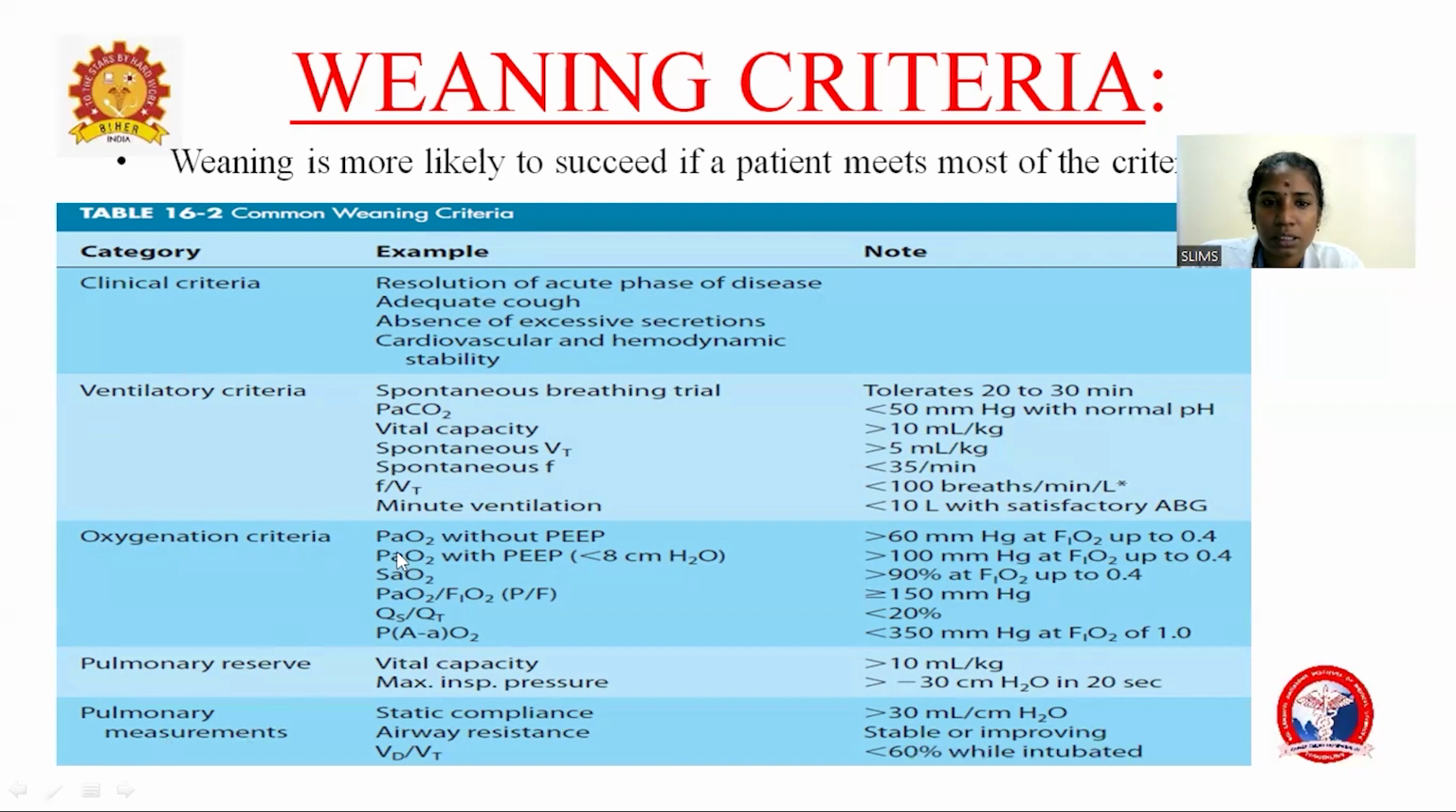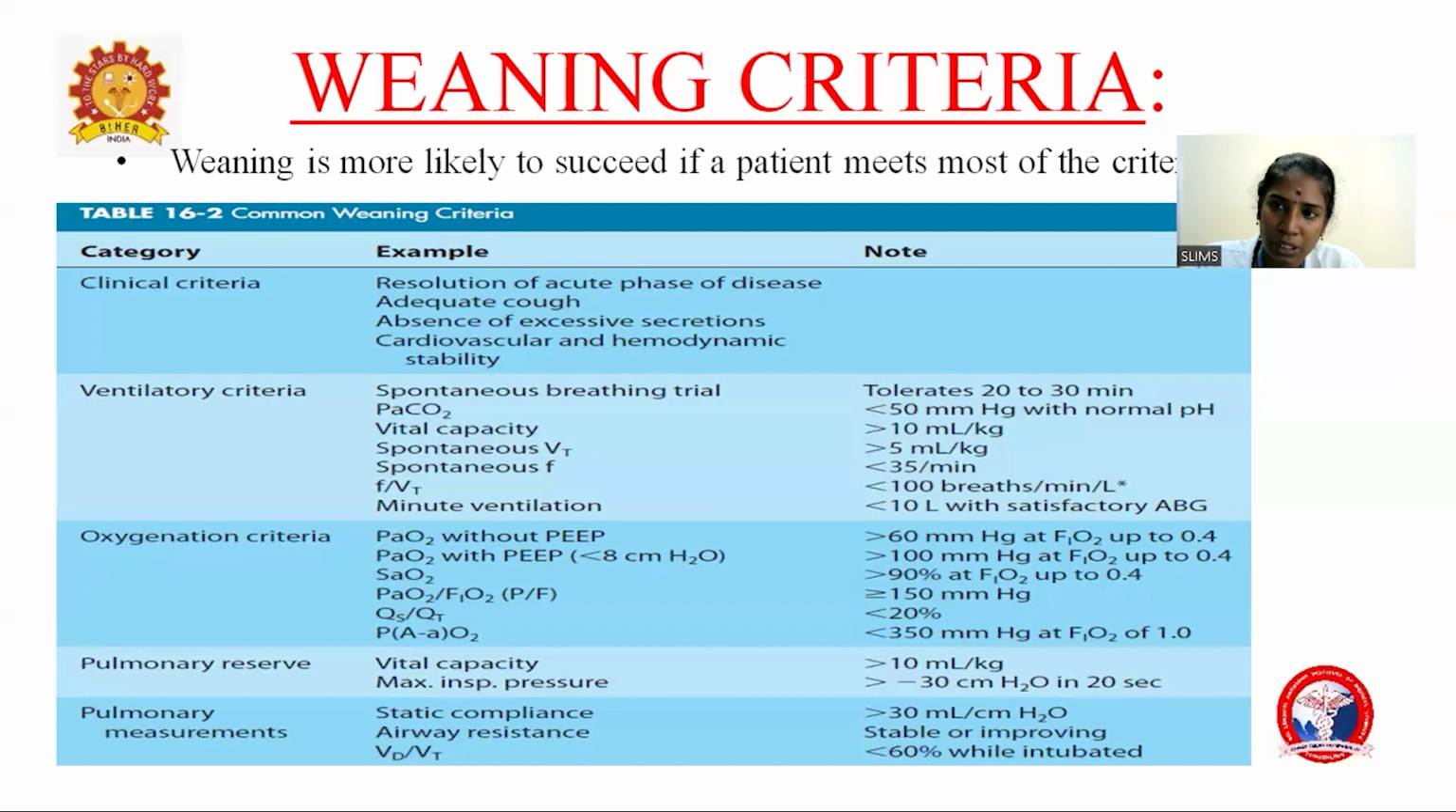See, first is the partial pressure of oxygen without the PEEP. It should be more than 60 millimeter of mercury at an FiO2 of 0.4, that is 40% oxygen. And the next is PaO2, the partial pressure of oxygen with the PEEP, that is less than 8 centimeter of water. It should be 100 millimeter of mercury, where the FiO2 should be less than 40%. And SpO2 should be more than 90%. Here you can see the FiO2 should be less than 40%. We should not keep the FiO2 at 100%.